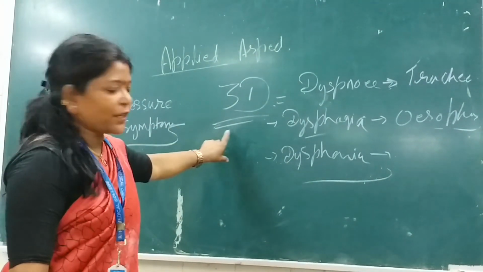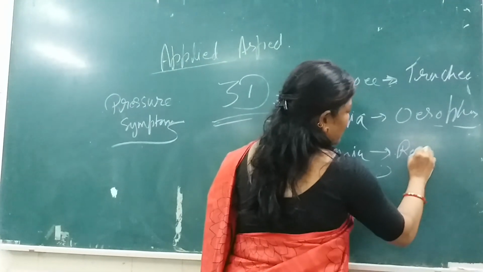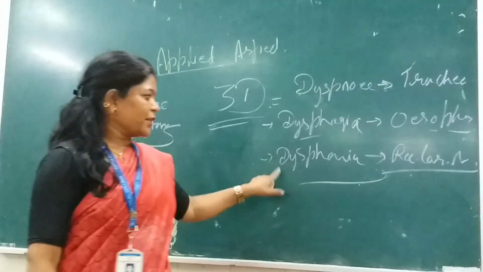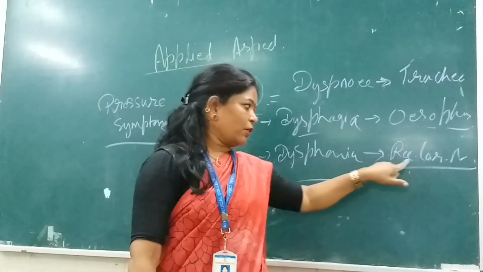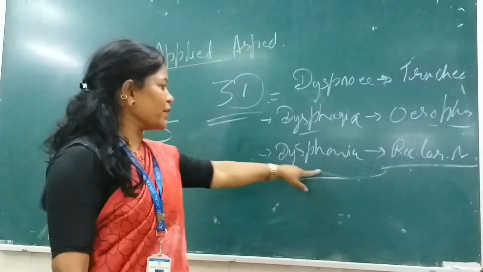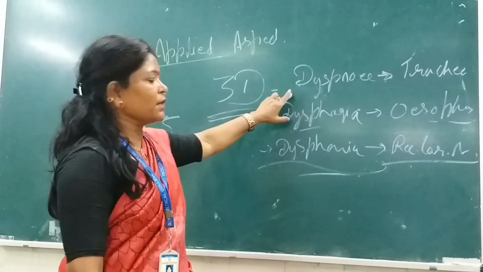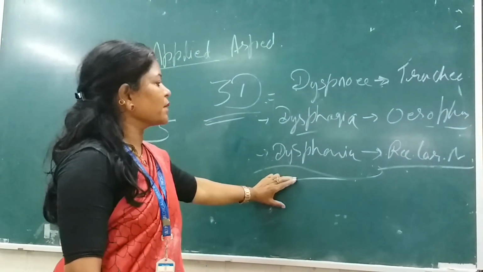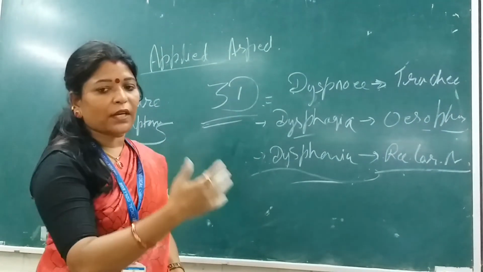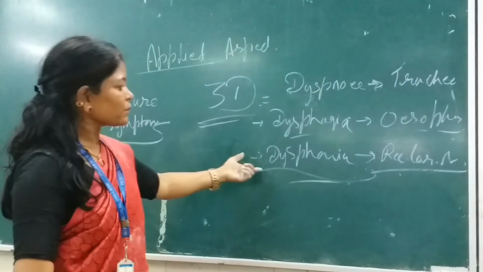Dysphonia, why? On the medial relation again there is which nerve? The recurrent laryngeal nerve, isn't it? The dysphonia is due to pressure over the recurrent laryngeal nerve, which is producing the voice. So that means there are 3D: dyspnea, dysphagia as well as dysphonia, which are due to the pressure on the different structures on the medial surface of the thyroid gland.